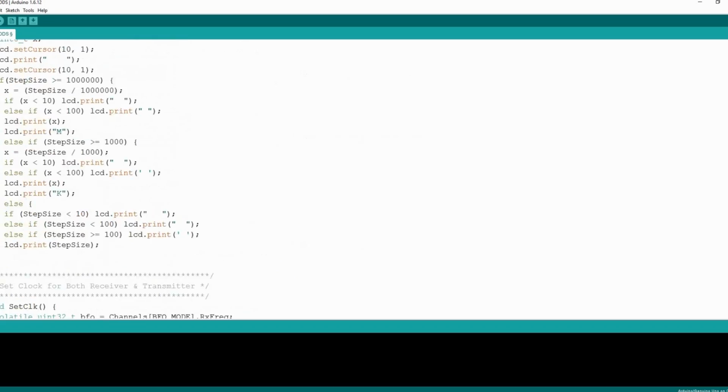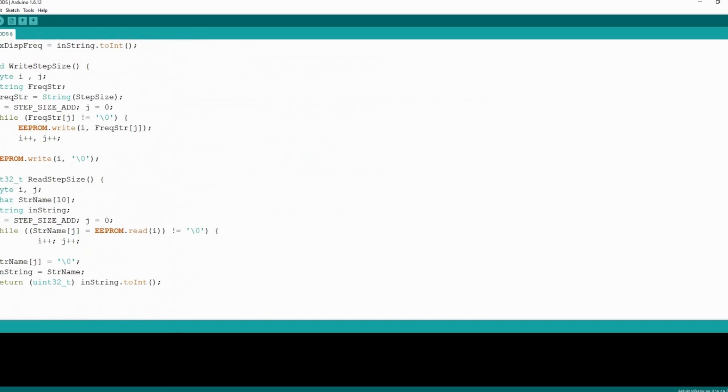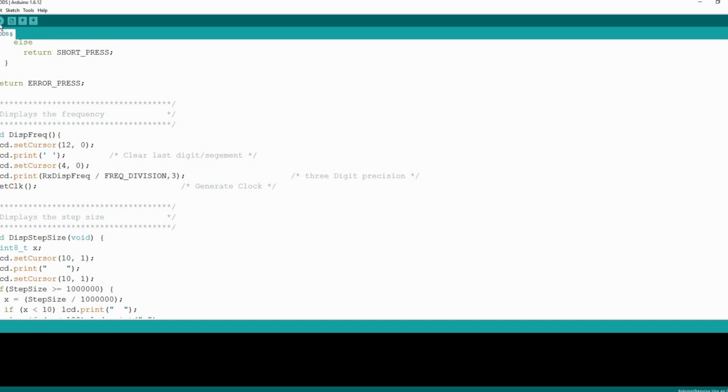Let's see the program. Program is simple but it is lengthy. It has 520 lines of code and is written in Arduino IDE. The main function of the program is to generate two frequencies, VFO and BFO.